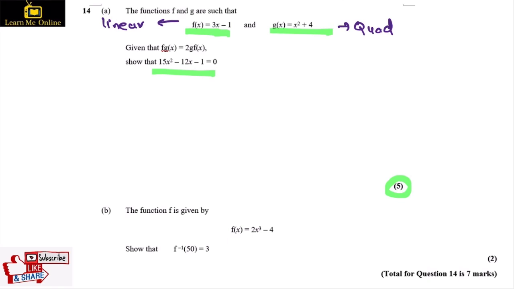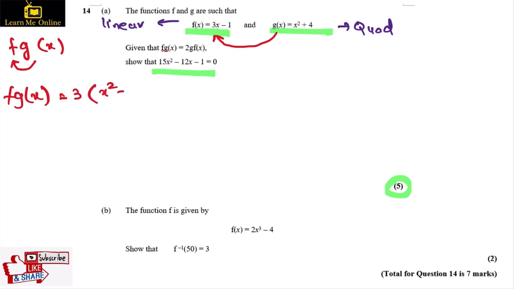I'm going to start with the left hand side. So first I'll be trying to find what fg of x is. Remember that this is a composite function. So we are subbing the g function into the f function. It always goes from the inside to the outside function. So for the left hand side, we are subbing this g function into the f function. To write down fg of x, wherever you see x in the f function, it would be replaced by the g function. So we are having 3 times x squared plus 4 and then minus 1 here.